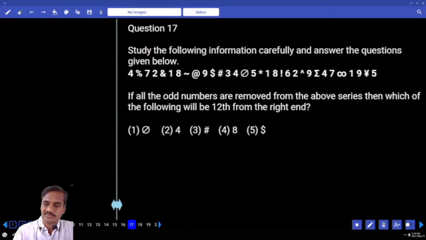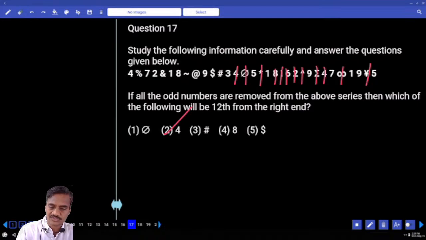If all the odd digits are removed from the above sequence, then which of the following will be 12th from the right? That is, 12th from the right without the odd numbers: 1, 2, 3, 4, 5, 6, 7, 8, 9, 10, 11, 12. 12th from the right-hand side. What is your answer here? Choice 2, 4, that is choice 2, 17.